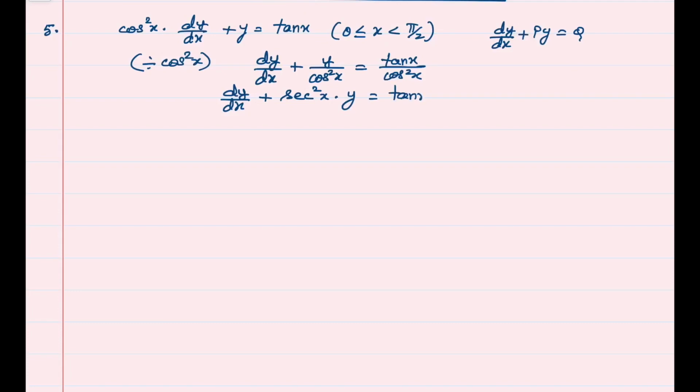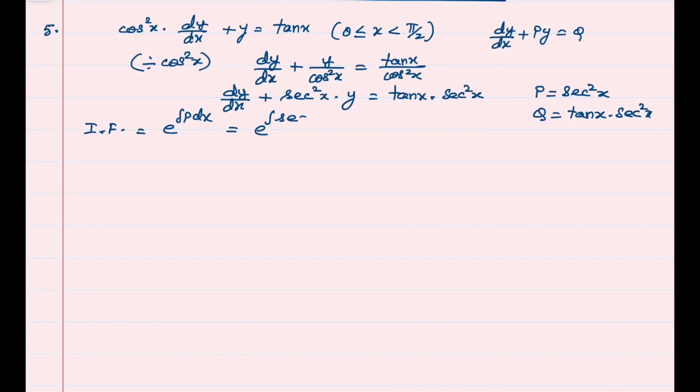Right hand side is tan x times secant square x. Now p is secant square x and q is tan x times secant square x. We will find the integrating factor, which is e power integral p dx. E power integral p, which is secant square x, dx. E power integral of secant square is tan x. Now we will write the solution formula.